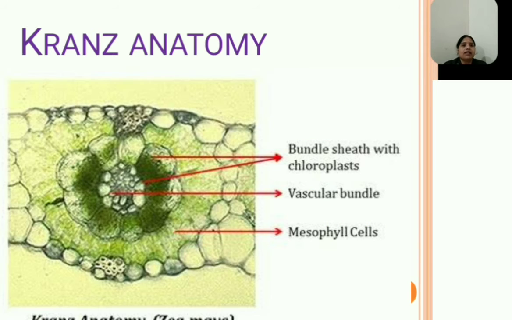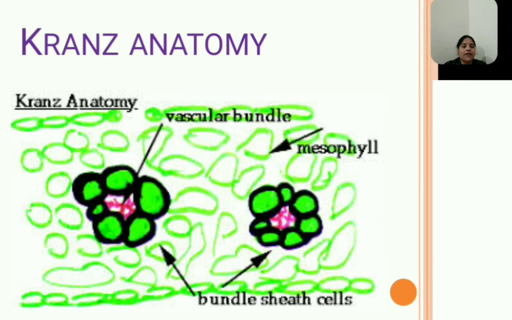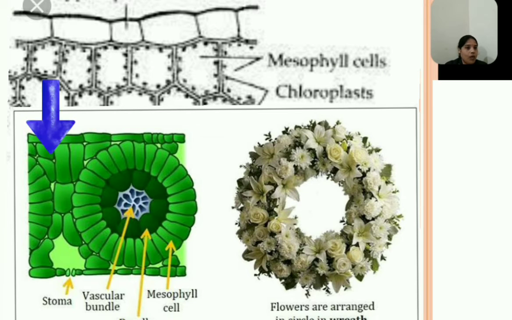The meaning of Kranz is wreath or necklace. So leaves of C4 plants show some structural peculiarities called Kranz anatomy. Mesophyll is not differentiated into palisade and spongy tissue. So first, in a mesophyll cell, undifferentiated means only one type of cell, compactly arranged cells. All mesophyll cells are compactly arranged.